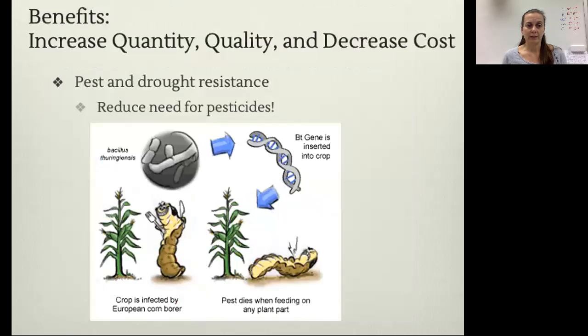So why would we do this? Because it can increase quantity, it can increase quality, it can decrease cost. Why apply a pesticide when you can engineer your plant to be naturally pest resistant? One of the early modifications was taking a gene from Bacillus thuringiensis, which is deadly to certain insects, injecting it into corn, and now those insects can't eat that corn anymore. And so you don't have to apply pesticides. Not having to apply pesticides is a lot friendlier to all of the other insects out there.